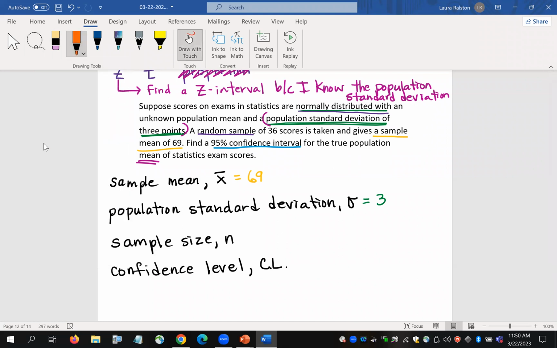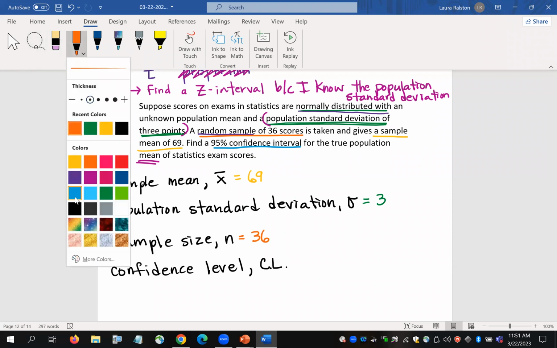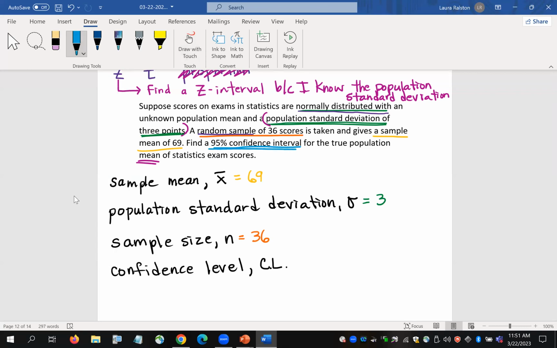It says a random sample of 36 scores. So my N is 36. And it says 95% confidence interval, so my confidence level is 95%. All of that is clearly given in the problem.